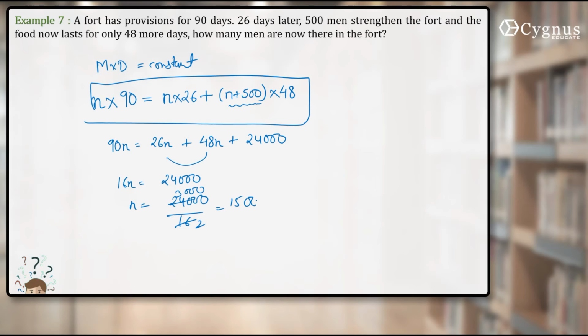Effectively, you get how much? 1500. That means the food was there for 1500 people. And in that case, it would last for only 90 days. But if we increase the manpower after some days, obviously now the food will not last for 90 days. The days will decrease, which is equal to how much? 84.